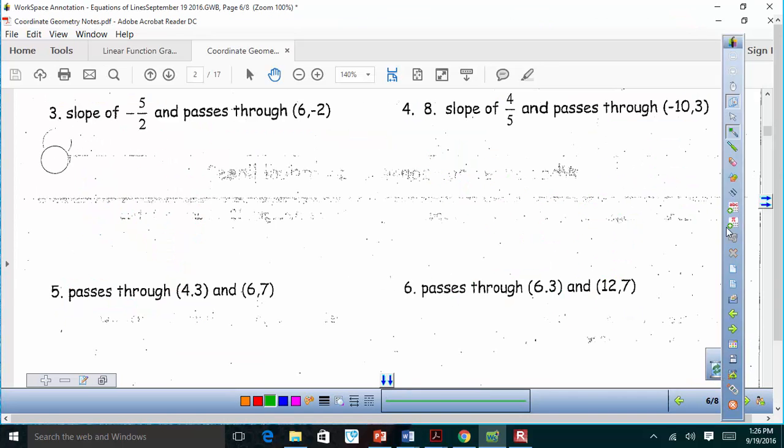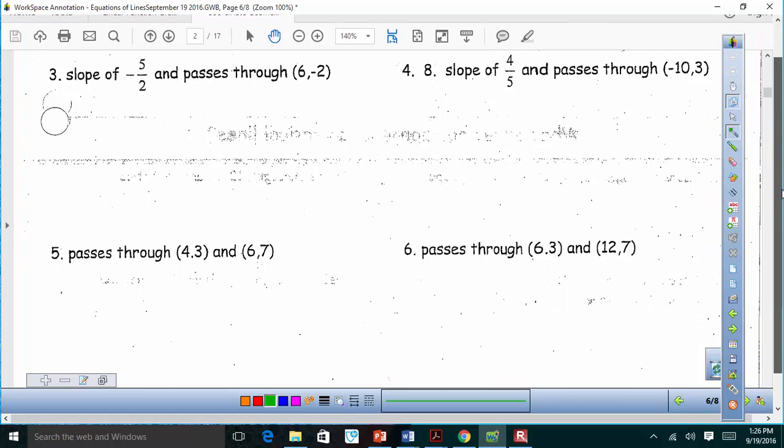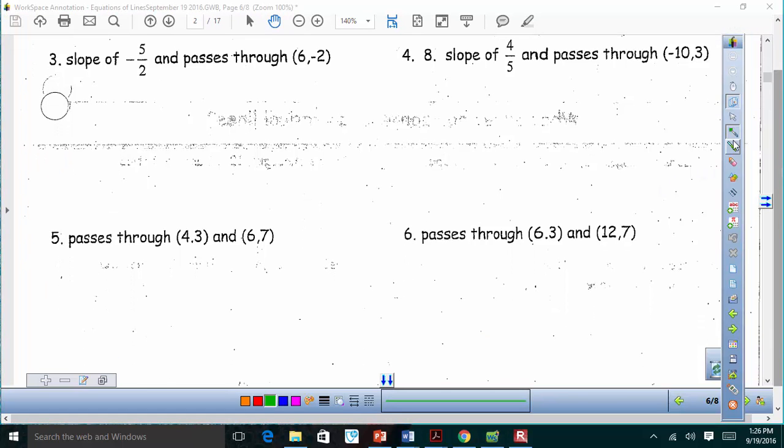Okay, let's look at one more of those. So let's look at 3. So in number 3, they give us a slope. Our slope is negative 5/2, and then they tell me that it needs to pass through the point 6, negative 2. So I'm going to go ahead and label this x1 and y1. Okay? Since I have a point and the slope, I'm going to plug it into point slope form. So I would do y minus what?